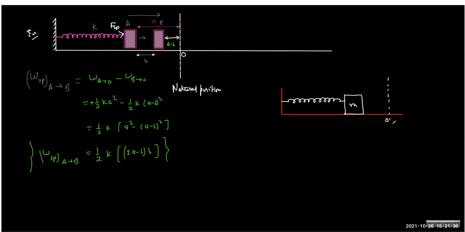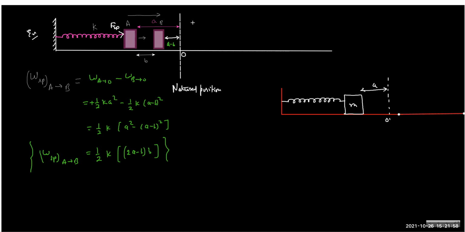So origin is by default the natural length. So I need not mention this again and again. When I represent O, you can take it as the natural position. This is it. And now extend this.